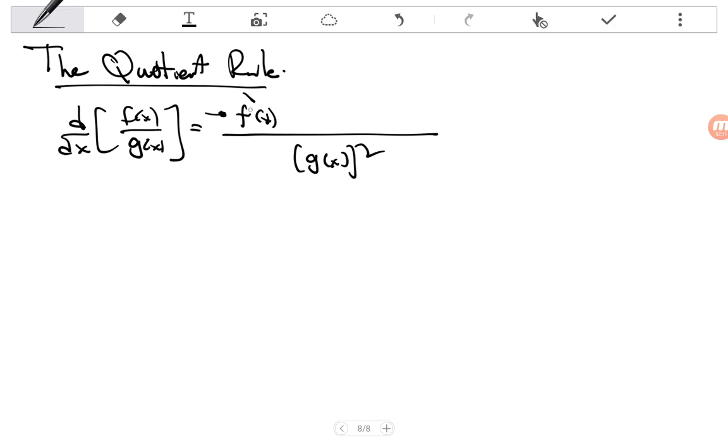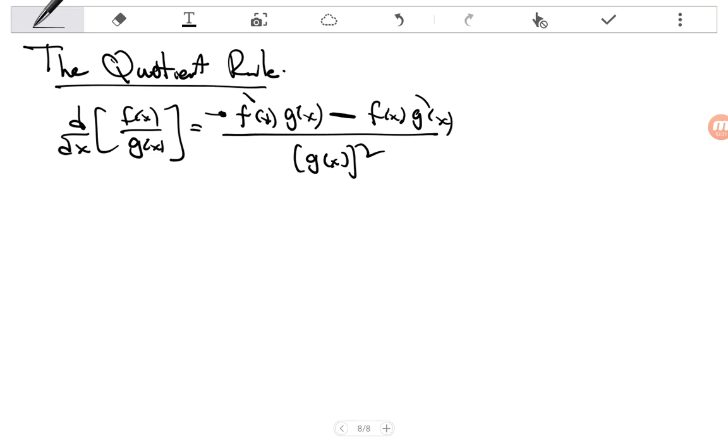What is meant by that? f dash times g as it is, minus, in this case it is minus, and then I interchange the place of the derivative. So it will be f of x times g dash of x.